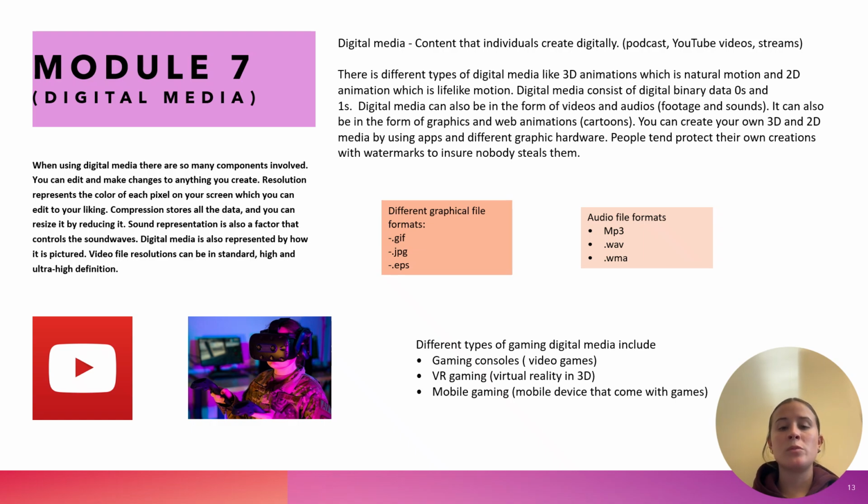1s. Digital media can be in the form of videos and audios like footage and sound. It can also be in the form of graphics and web animations like cartoons. You can create your own 3D and 2D media by using apps and different graphic hardware. People tend to protect their own creations with watermarks to ensure nobody takes them.